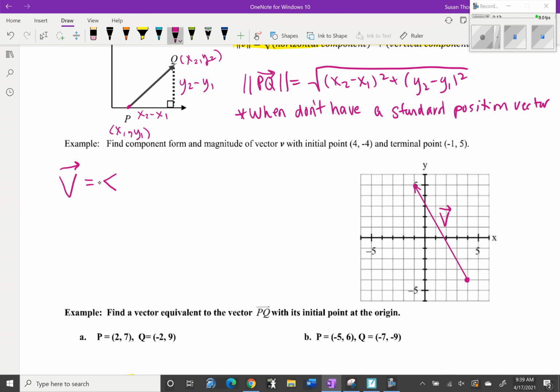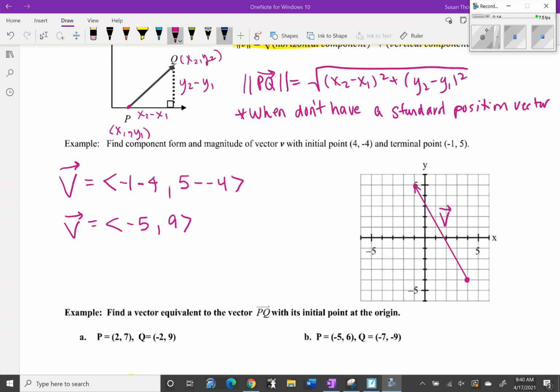So we're going to subtract the x's and then subtract the y's from always the terminal point minus the initial point. So the terminal point is x value of -1 minus the initial x value, which is 4, comma, and then the terminal point y would be 5 minus the initial y, which would be -4. So when you are subtracting, remember, order does matter. So terminal point minus the initial point. So then that means our component form for vector v would be equal to -5, 9.